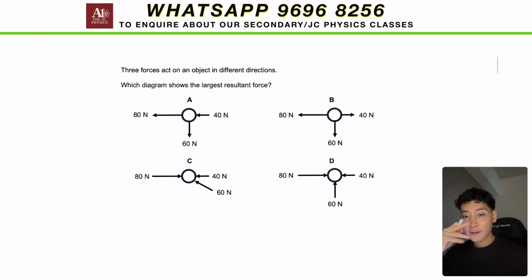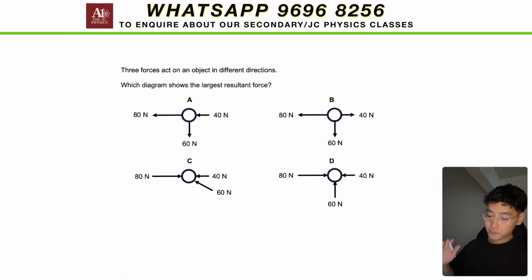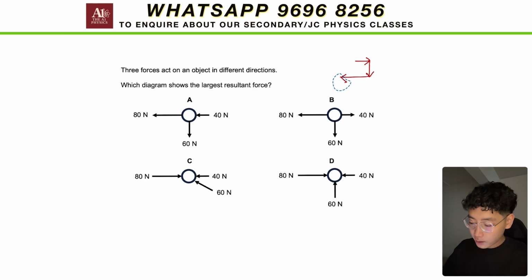So pause the video, feel free to try this question yourself, and assuming you've done that already, let's find the resultant force of B. Over here, I have 3 different forces, 40 newtons, 60 newtons, and 80 newtons, right? So to find the resultant force of B, I'm going to take the forces, connect all the forces like a snake, and after I've connected all the forces, then I draw a line from the start to the end. This is my resultant force of B, right?